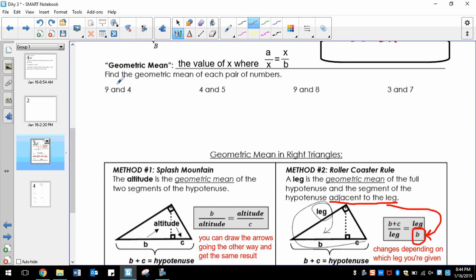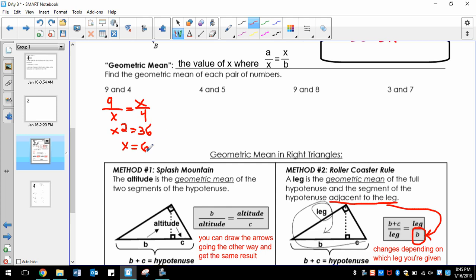So for instance, this one right here, 9 and 4, if I'm trying to find the geometric mean, I'll say that 9 will represent the a. x is the one of the means. I don't know this mean either. And then the other number they gave me was 4. Right? So again, when you have a proportion like this, you cross multiply to solve. So x times x is x squared. Sorry for my sloppy handwriting. And then 9 times 4 is 36. So we have this right here. Okay? And then of course we don't want x squared, we want x. So to solve for x, we have to take the square root. And then the square root of 36 is just 6.